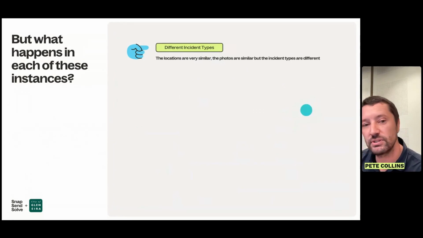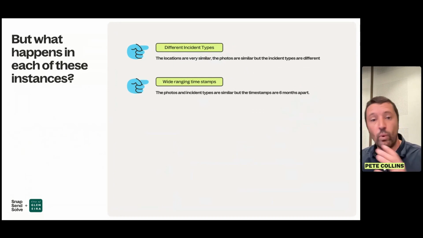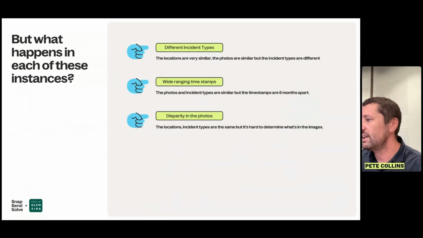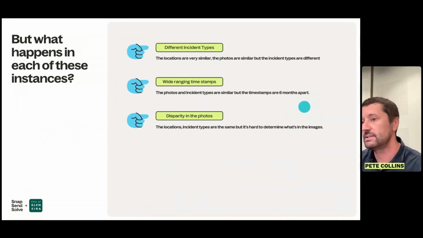So suppose the incident types are different that a Snapper has chosen. The locations might be similar, the photos look similar, but the incident types are different. Maybe the timestamps that you get on the reports are really wide-ranging. Maybe they're weeks, months apart. It might be that there is disparity in the photos. Maybe one photo was taken at nighttime, one was taken during the daytime. It's difficult to determine if they are exactly the same thing, even though maybe the location information is very similar.